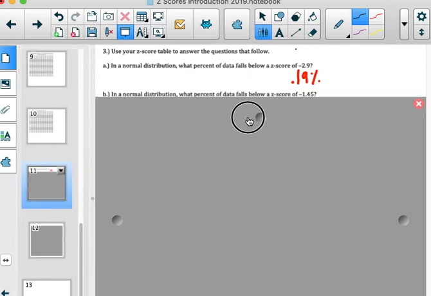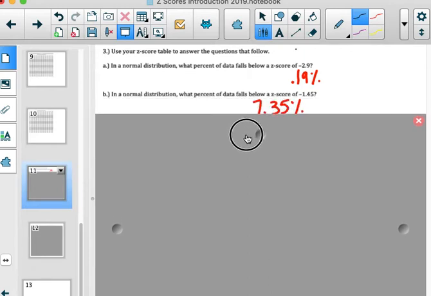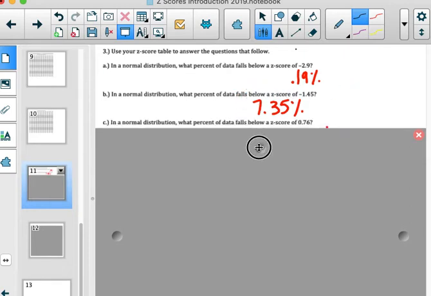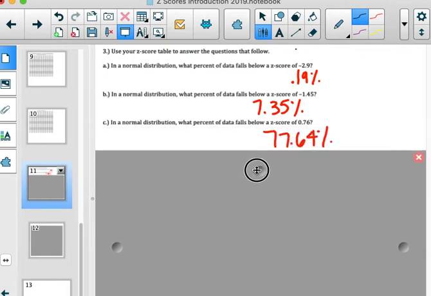In a normal distribution, what percentage falls below negative 1.5? We should have had 7.35. Would anyone like me to show where that's at on the table? Are we okay? And so that looked like 0.0735 on the table, of course. And what percent falls below 0.76? We should have got 77.64%. Are we good with that one?